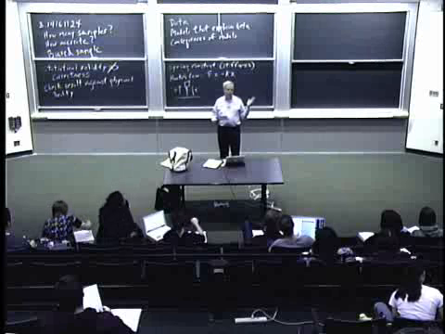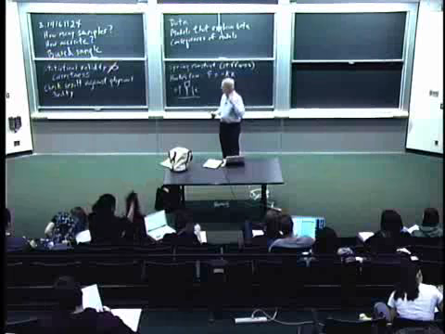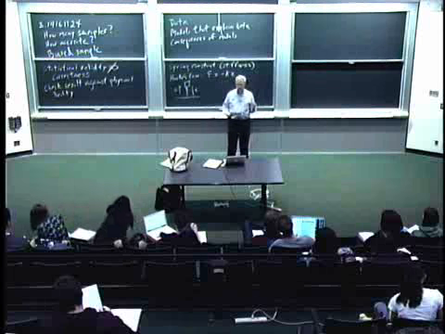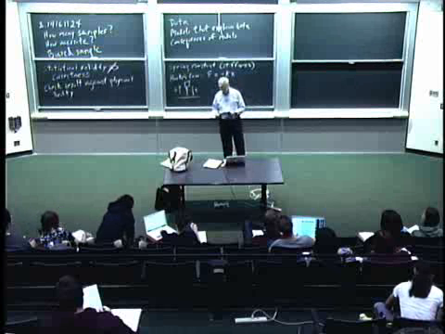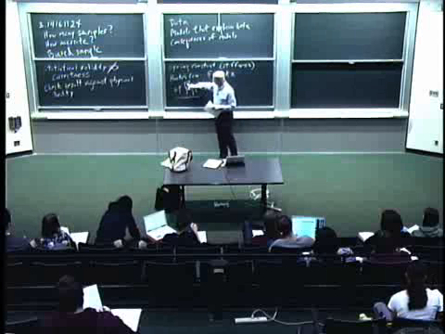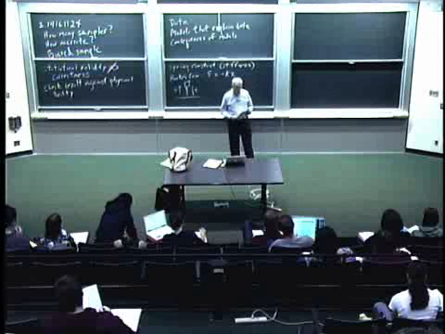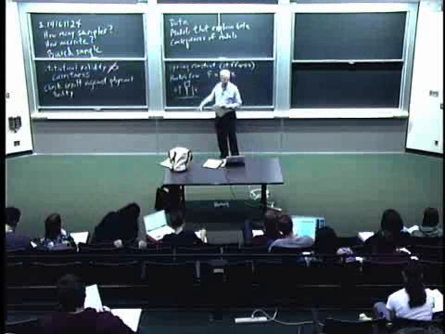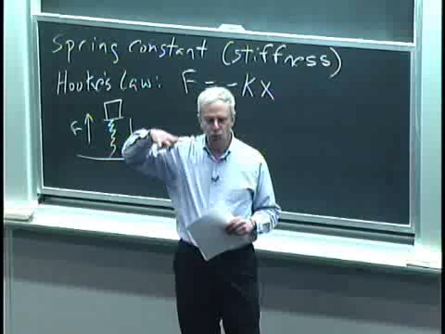So if we believe Hooke's law, and I give you a spring, how can we find out what this constant is? Well, we can do it by putting a weight on top of the spring. It will compress the spring a certain amount, and then the spring will stop moving.